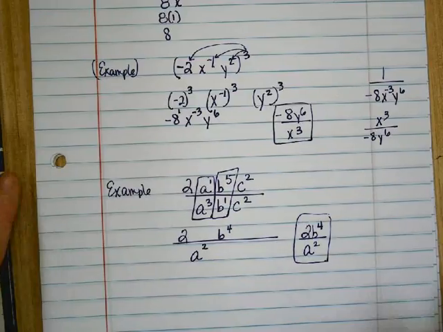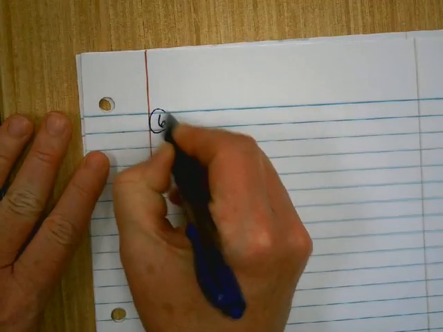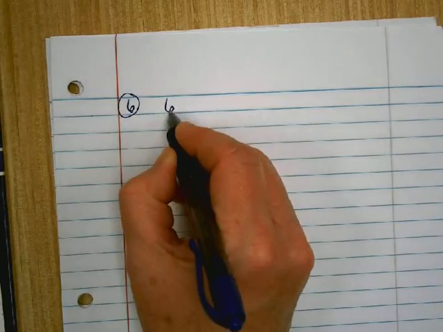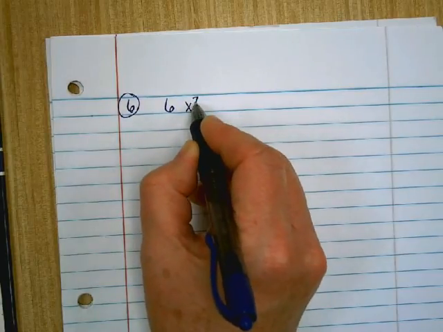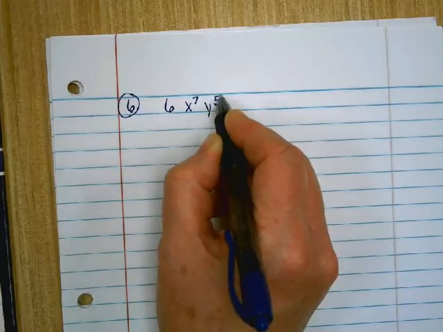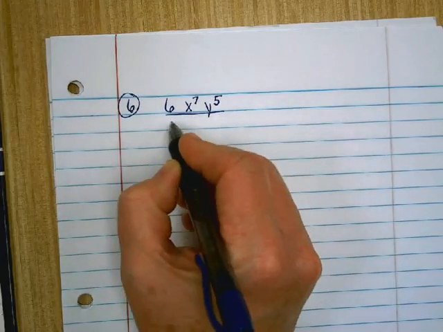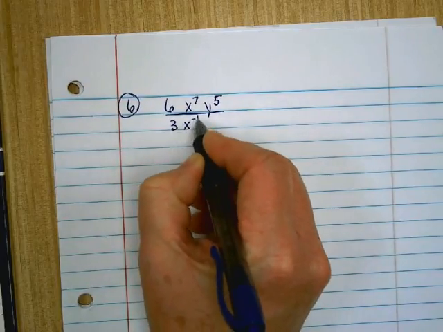Okay, the next one I want to work is number 6. And this is part of the homework, so write it down as we go. 6 x to the 7th y to the 5th over 3x to the negative 1.